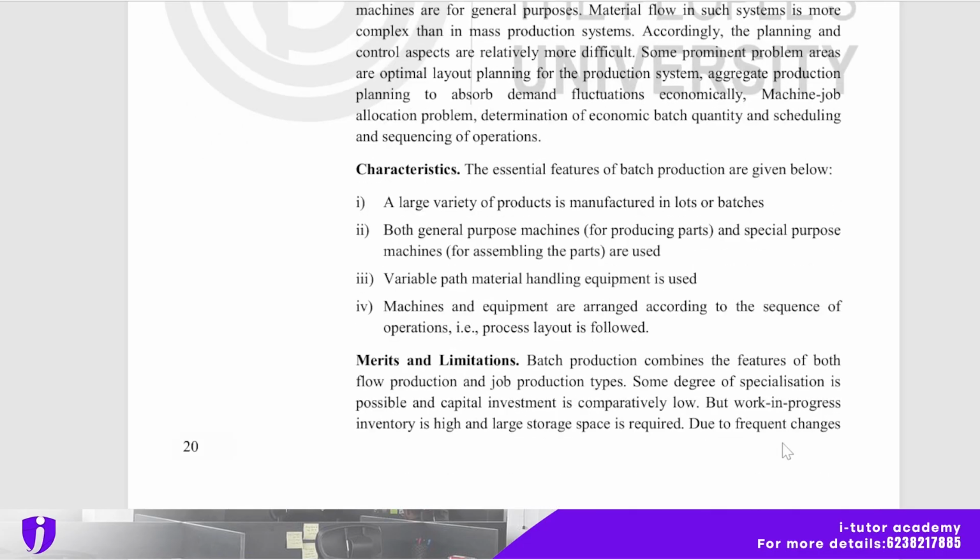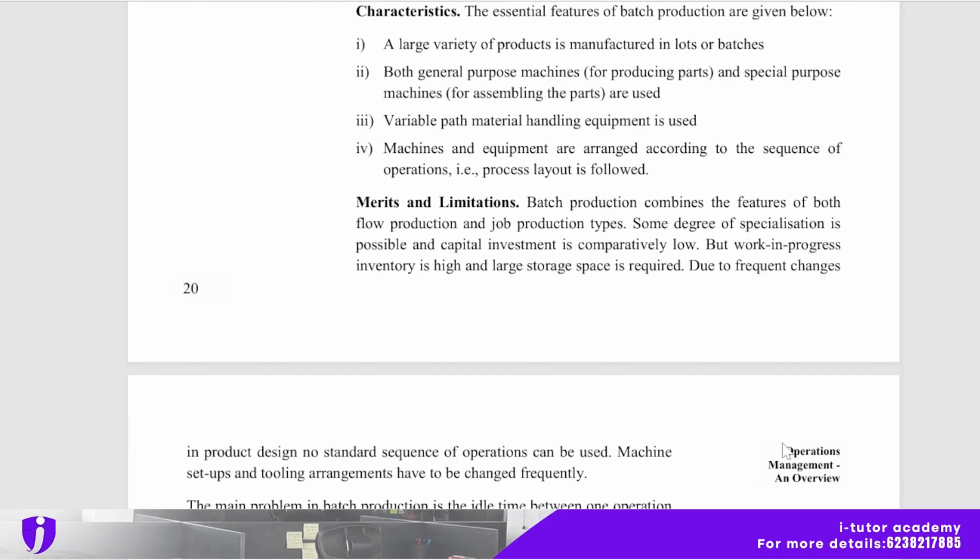A large variety of products is manufactured in lots or batches. Both general purpose machines and special purpose machines are used, and variable path material handling equipment is used. Machines and equipment are arranged according to the sequence of operations. Process layout is followed.